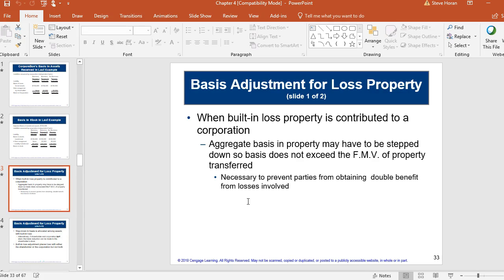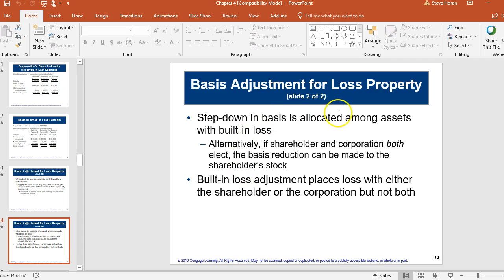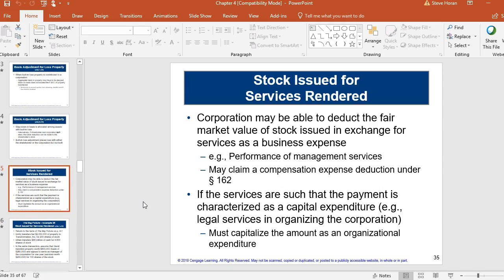Now, what happens if there's a built-in loss? Built-in loss property is contributed to a corporation. The aggregate basis in the property may have to be stepped down, so basis does not exceed fair market value. So that's just one thing to consider. Then the other side of that is step down in basis is allocated among assets with built-in losses. So built-in loss adjustment places loss with either the shareholder or the corporation, but not both. That's the key, not both.